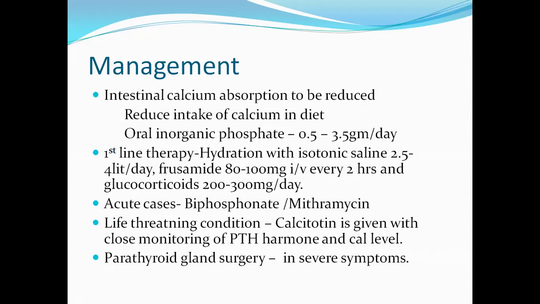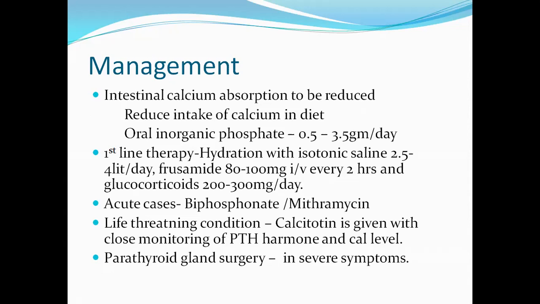Use of furosemide 80 to 100 mg IV every 2 hours and glucocorticoids in a dose of 200 to 300 milligrams per day. In acute cases, bisphosphonate in the dose of 7.5 mg per kg body weight over 4 hours is very effective therapy, and if the patient is not responding to it, mithramycin is used in a dose of 25 mg per kg via IV route.